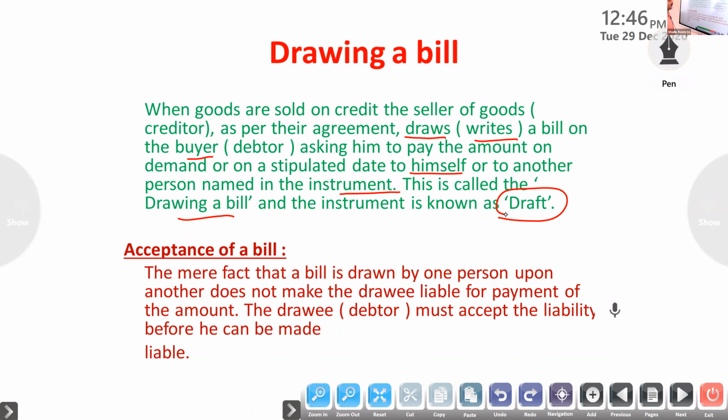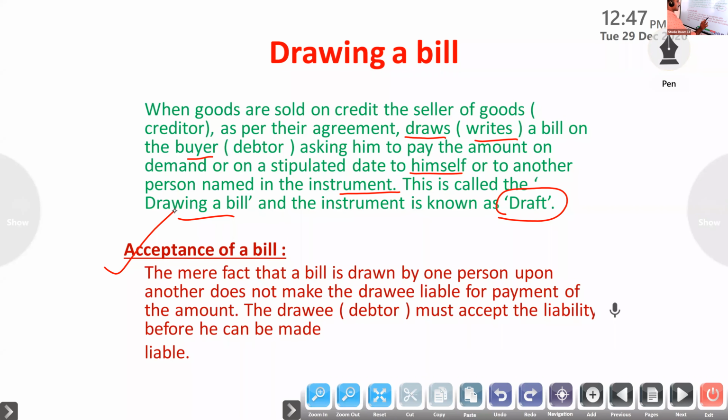So next one, acceptance of bill. Drawing the bill, we understood that the seller wrote the bill. That instrument is called a draft, drawing of the bill. Next one is acceptance of the bill. So already we studied drawing a bill.